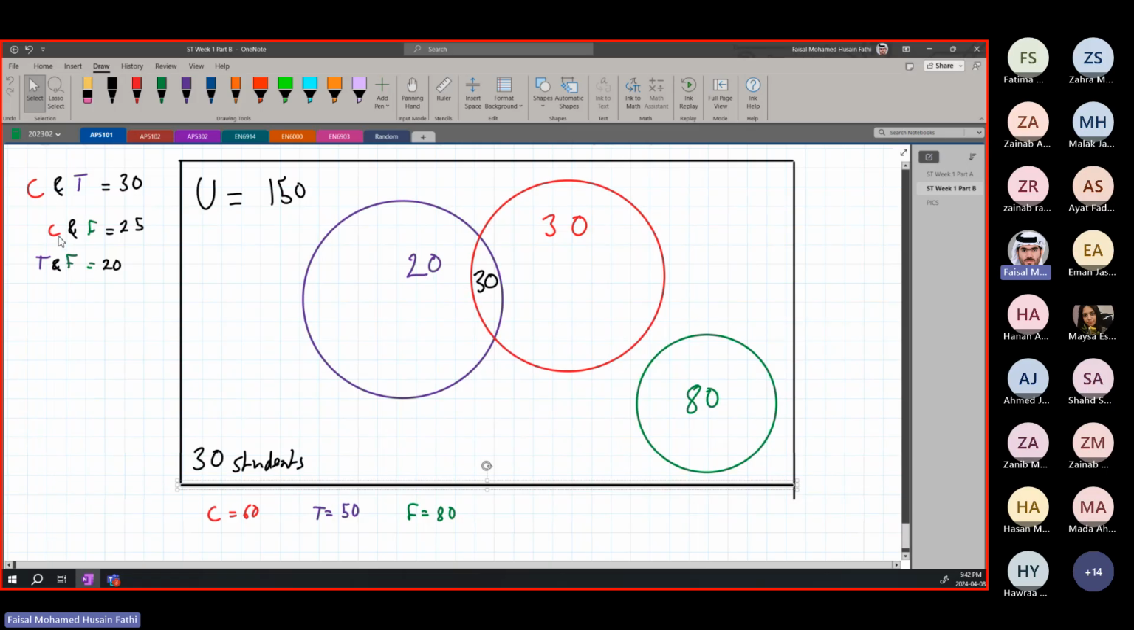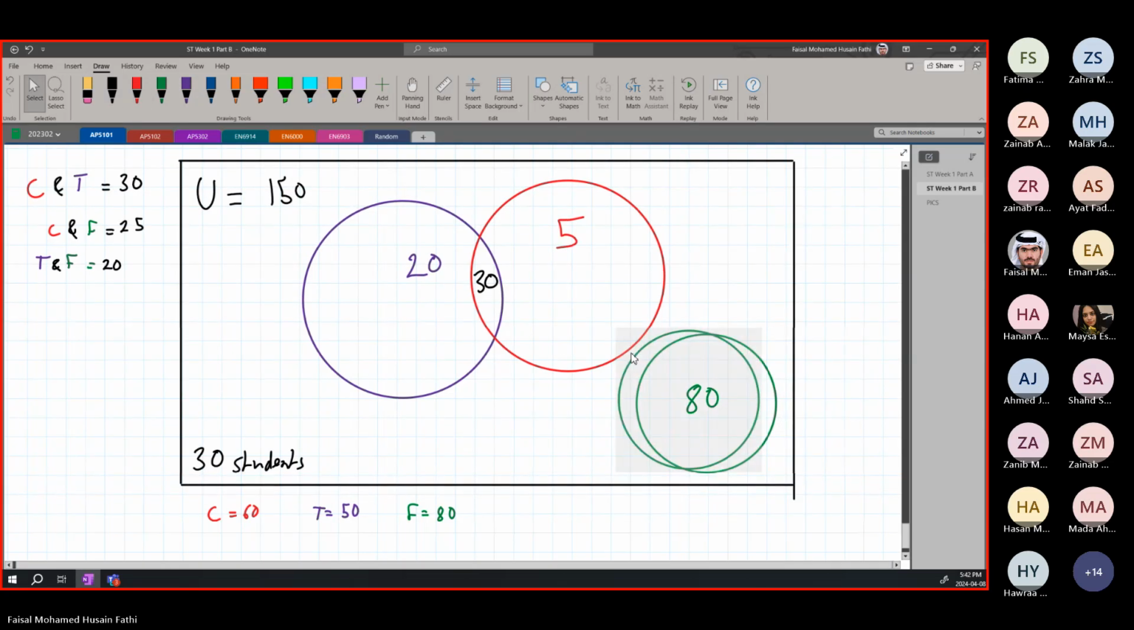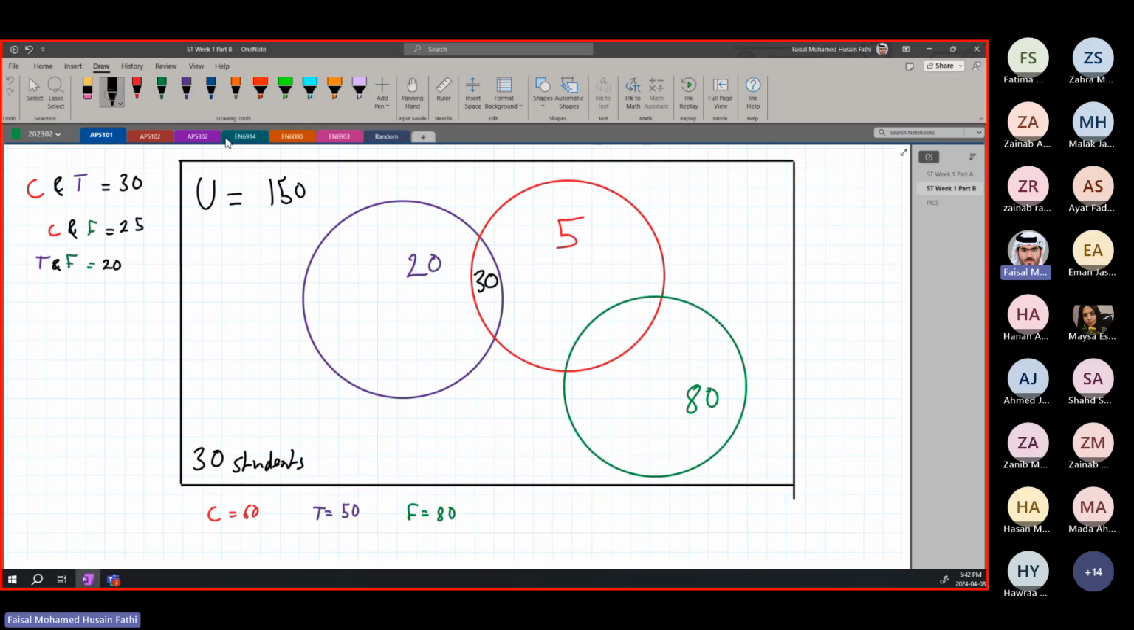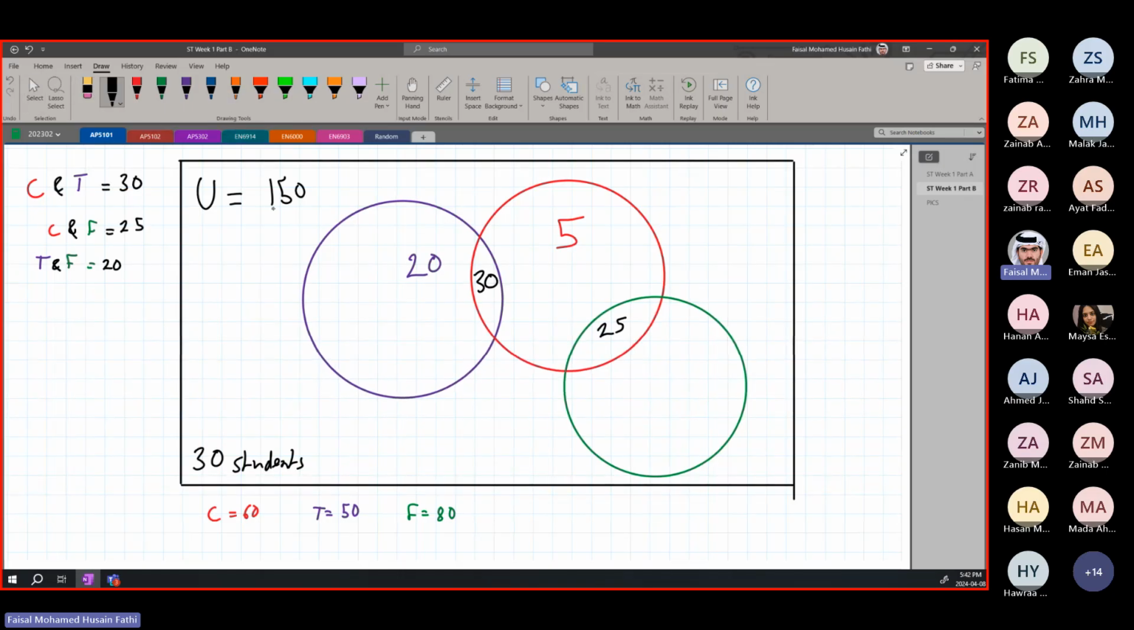Now let's add the combination of C and F. All right. We know that there's 25 shared between them. So this is going to be 30 minus 25, which is going to become 5. Because the 25 is going to be shared down here. Let's just make this bigger. Okay. So we have 25 shared over here. Because we have 25 shared here, we have to remove 25 from the 80. So 80 minus 25 is going to be equal to, my brain froze for a second. Yeah, it's 55. All right.